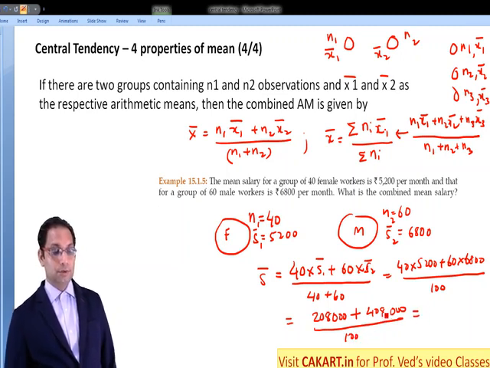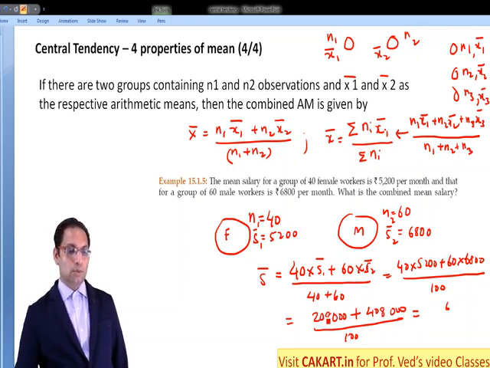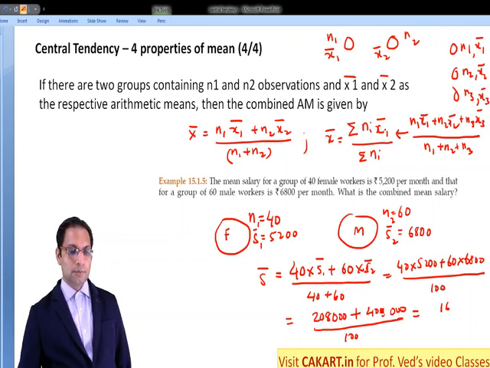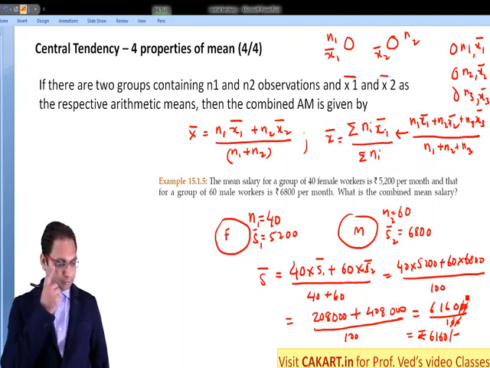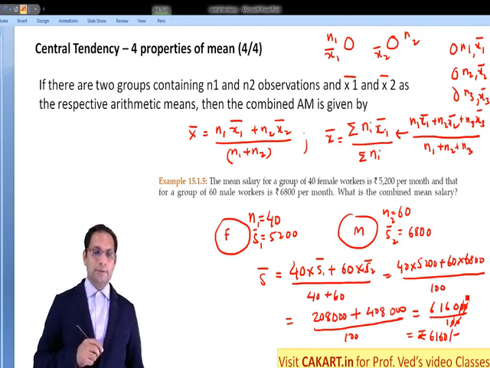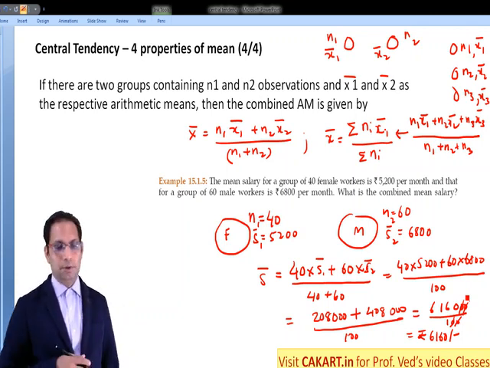Fair enough. So let's just add now. So 8 plus 8 is 16. 4 plus 2 is 6. 6 1 6 0 0 0 divided by 100. So it's rupees 6,160. Okay. So that is the combined arithmetic mean in this particular case.